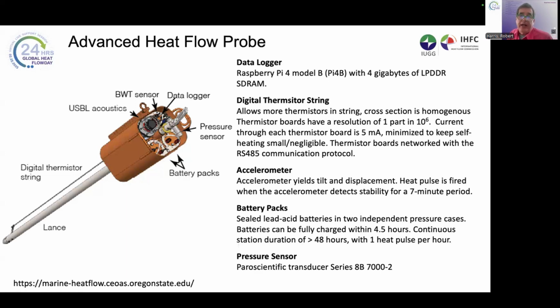It takes about 4.5 hours to charge, and we can leave the heat flow probe in use for the station greater than 48 hours with 1 heat pulse per hour. We also have a pressure sensor on it, so we know the depth of the probe.